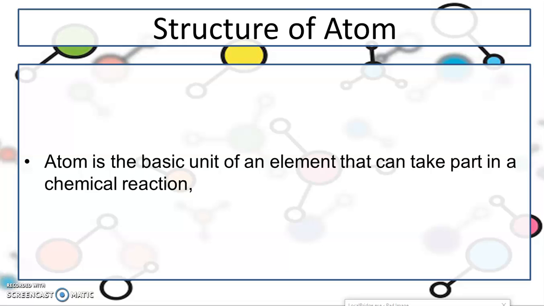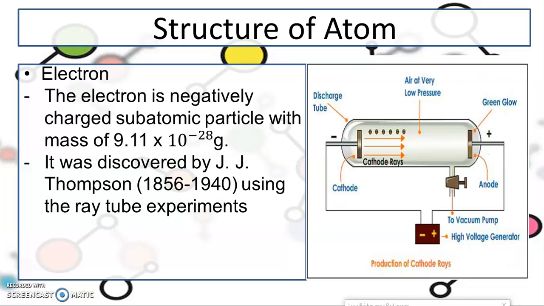And then, for the structure of an atom: the atom is the basic unit of elements that can take part in a chemical reaction. For the structure of an atom, first are the electrons. Electrons are negatively charged subatomic particles with a mass of 9.11 times 10 raised to negative 28 gram.